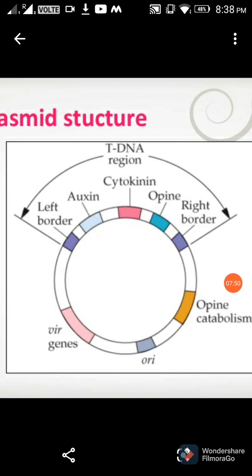But of course, there are also some limitations to the use of TI plasmids. For example, sometimes it is difficult to remove the tumor induction property which this TI plasmid has, and also there is the absence of unique restriction sites in the tDNA region.